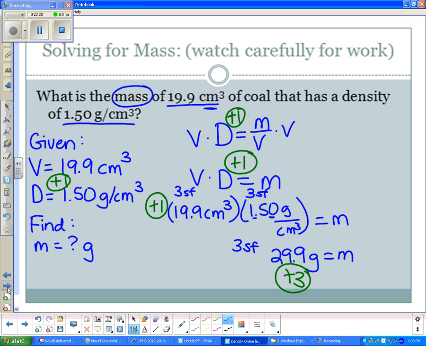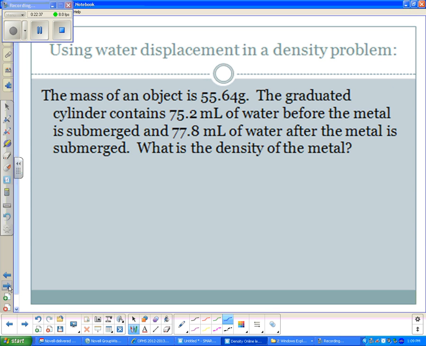So those are 3 types of density problems that we can work. Plain old density where it's D equals M over V, solving for volume, and solving for mass. One final type of problem that kind of has a little bit of a twist is what happens when we're using the water displacement method in a density problem. How do we work with that?